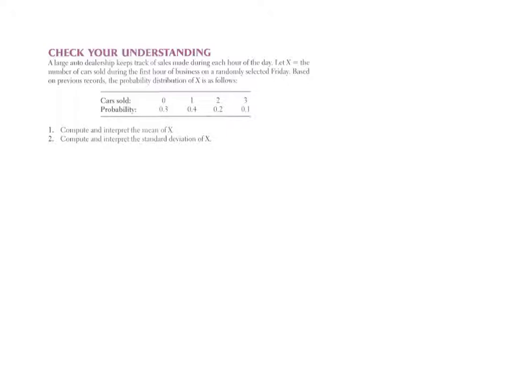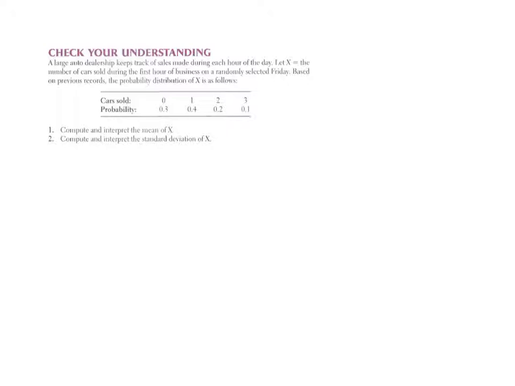So what we have here is a large auto dealership that keeps track of sales made during each hour of the day. Let X equal the number of cars sold during the first hour of business on a randomly selected Friday. Based on previous records, the probability distribution of X is as follows. Compute and interpret the mean of X.